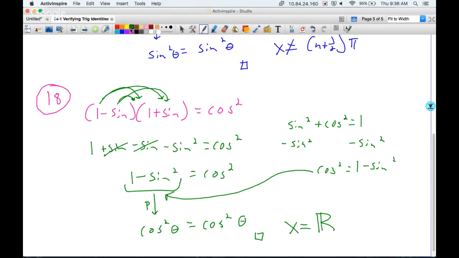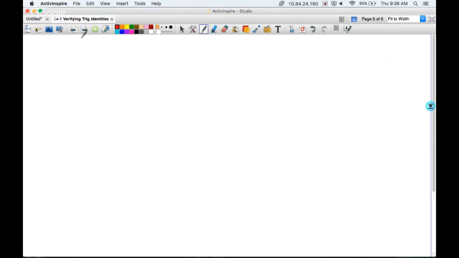This is the first time we've seen this. We don't have any sides that can be 0 from these. This is opposite over hypotenuse, opposite over hypotenuse, adjacent over hypotenuse. So nothing to exclude. This identity is true for all real numbers. You can plug in any angle and it will work. Very cool. All right. Moving on. We are past the part of the homework where we have to state domain of validity. That's nice.